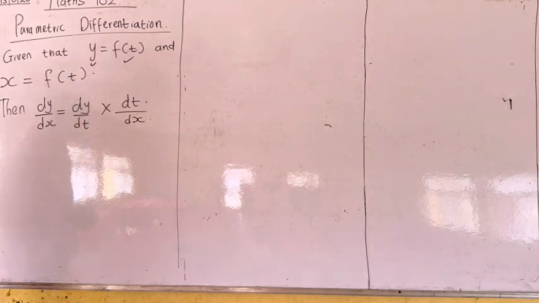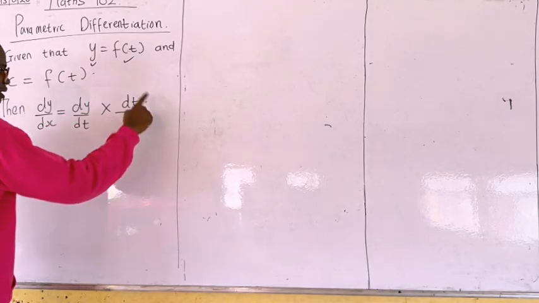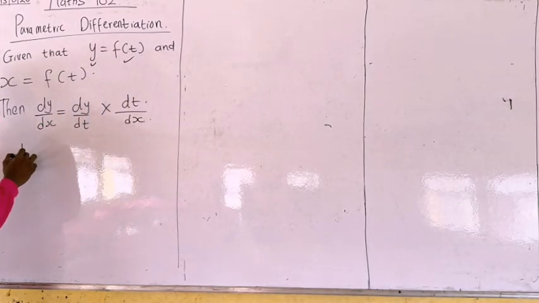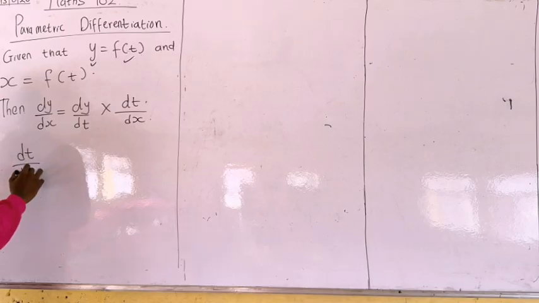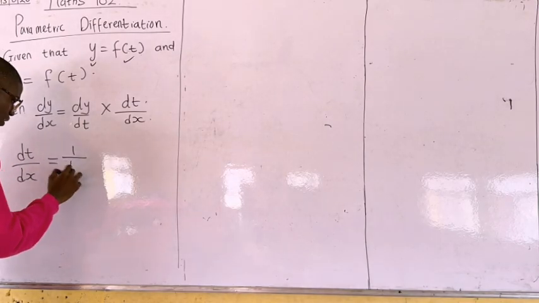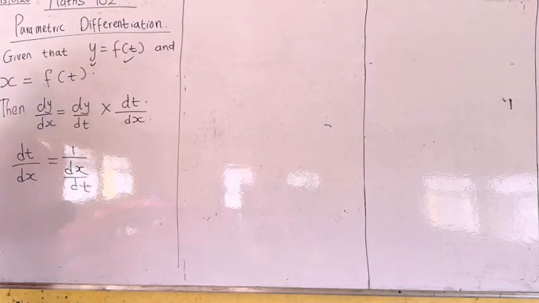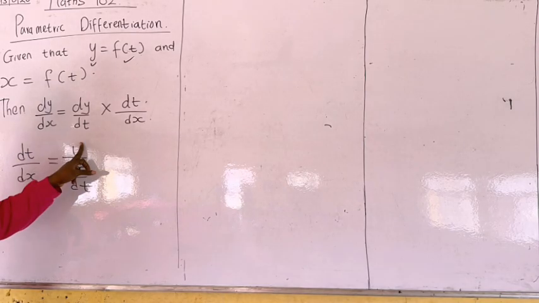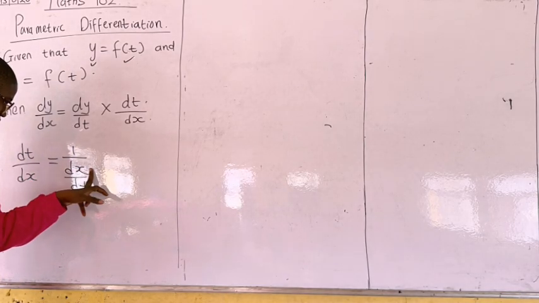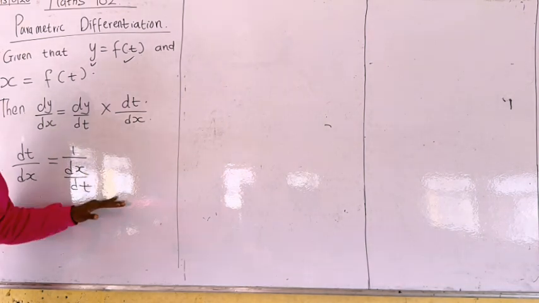Do you understand? So, how do we now implement this? First, we should note that you can write dt/dx as 1 over dx/dt. Do you agree with me? You can write dt/dx as 1 over dx/dt. You agree, right? So with this, we can flow.